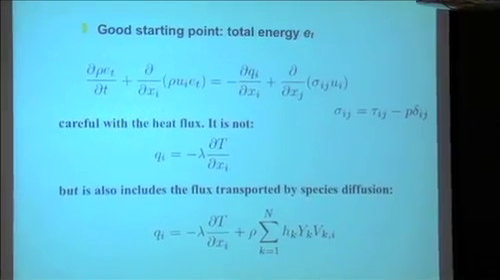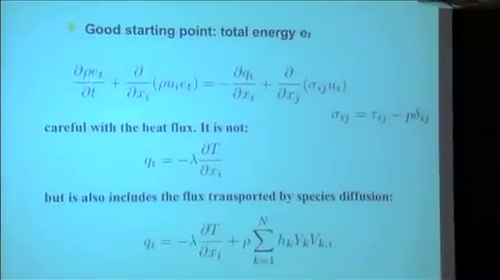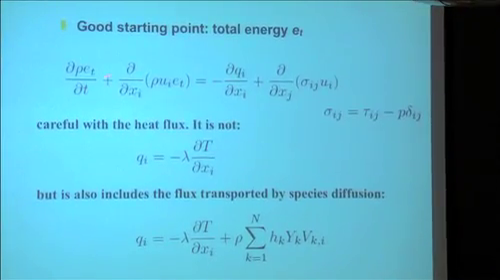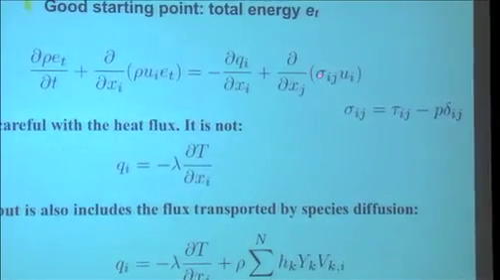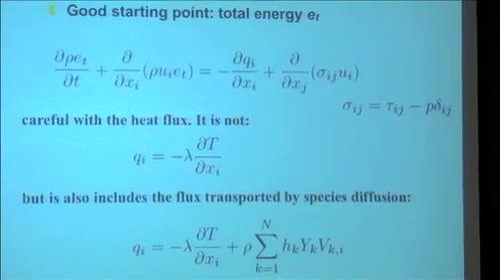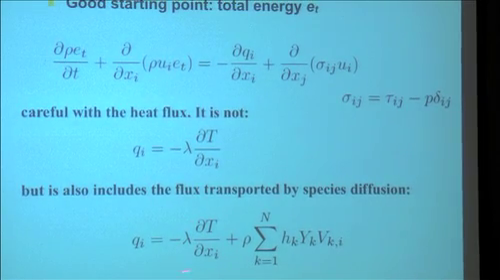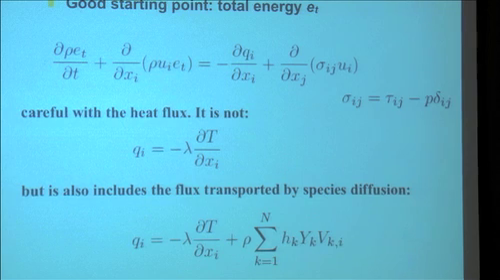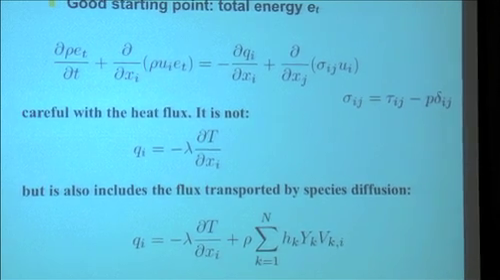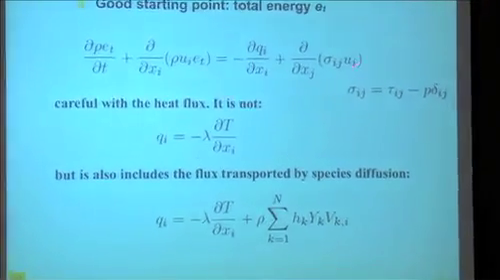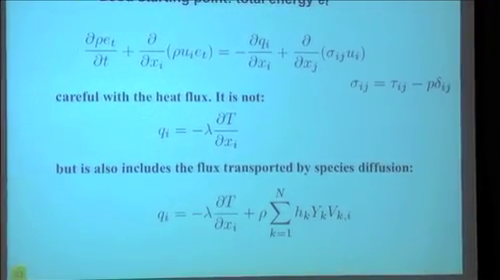So a good way to start deriving this equation is the total energy ET, because it has a simple expression. This is the general expression in a reacting flow. The only trick here is to recognize that the flux of heat is not lambda grad T, as most of us expect, but there's also a flux due to the fact that species, when they diffuse, do not carry the same enthalpy, same energy, so you need to correct this flux by this term. But apart from that, this equation is reasonably simple.